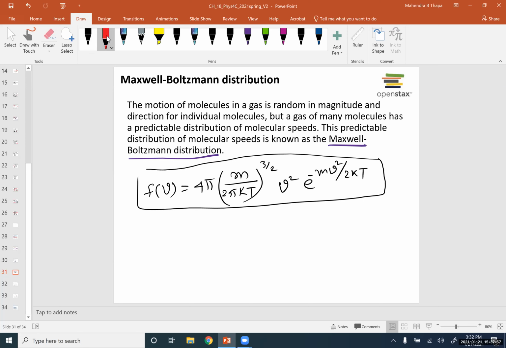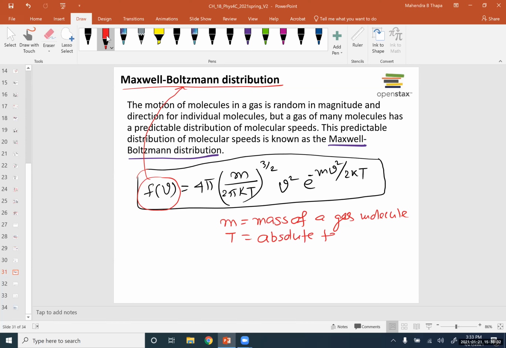So in symbol, this f(v) basically represents the function of the Maxwell-Boltzmann distribution. Here, m is the mass of a gas molecule. And T is the temperature, but be careful, that is absolute temperature, which means the temperature should be recorded in the Kelvin scale.